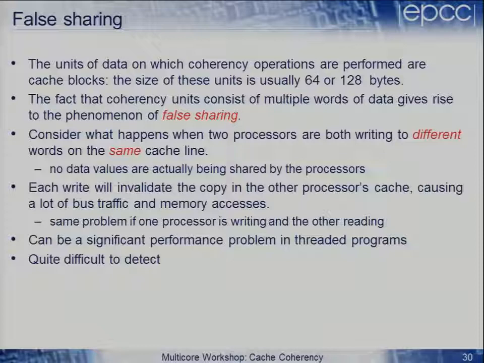So you can see how big the cache line is by looking at the performance of this loop as a function of the separation between these 2 variables. And hopefully we'll get the same answer, 64 bytes, as we did before. And it's difficult to detect because it's not immediately obvious looking at the program source that you're doing this.